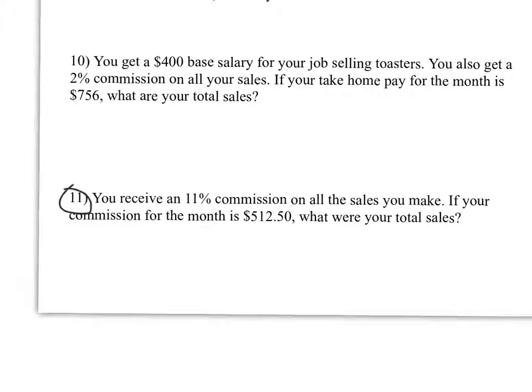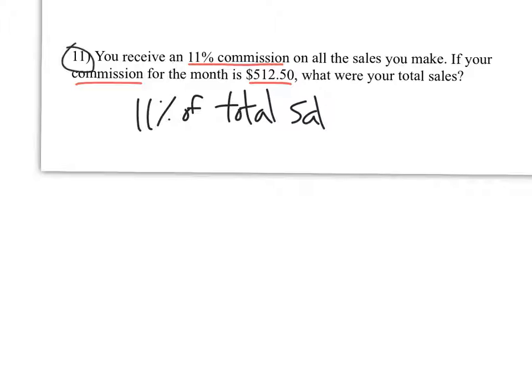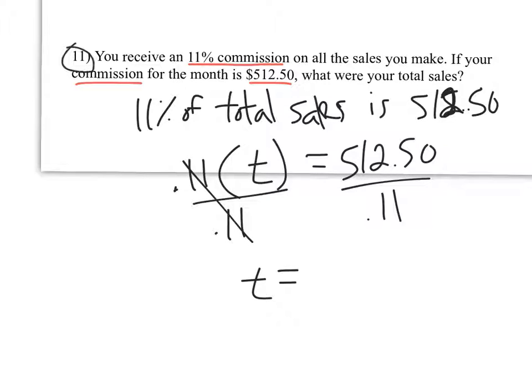Look at number 11, which is commission. So you get an 11% commission on the sales you make, and your commission is $512.50. What were your total sales? There's different ways you could do this. So one thing we could do, we could say 11% of the total sales is $512.50. So 11% times whatever the total sales is equals $512.50. They're multiplying, so we can divide, and that comes out to about $4,659.09.